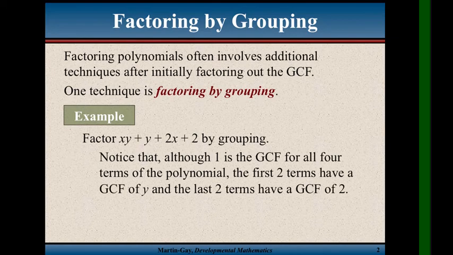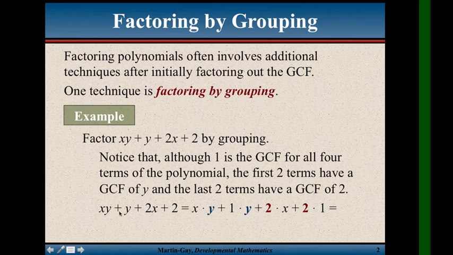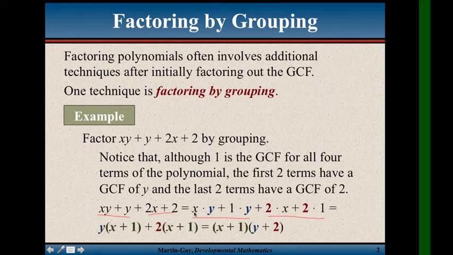Notice that although 1 is the GCF for all four terms of the polynomial, the first two terms have a GCF of y and the last two terms have a GCF of 2. So the first two terms have a GCF of y and the second two terms have a GCF of 2. Then we can factor them as y quantity x plus 1 plus 2 quantity x plus 1.